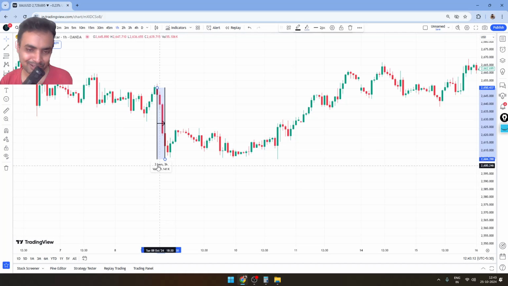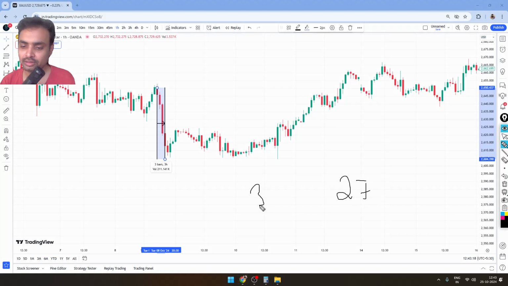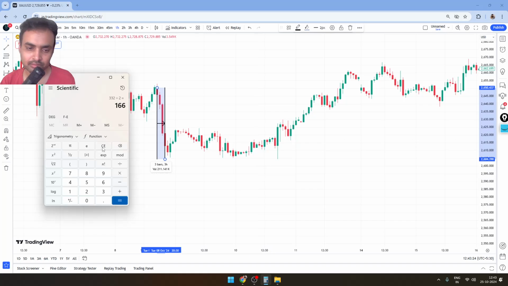I'm getting 3 bars only, right? 3 bars means 3 cube. 3 cube means 27. 3 cube equal to 27, right? So if you take a square root of this 27, how much will we be getting? Square root of 27 is 5.19.